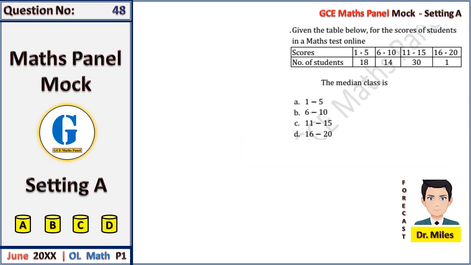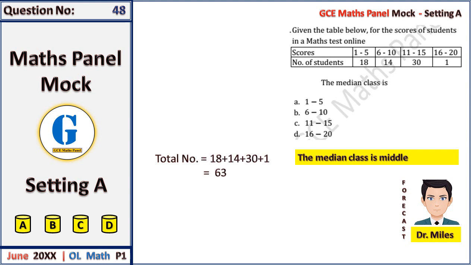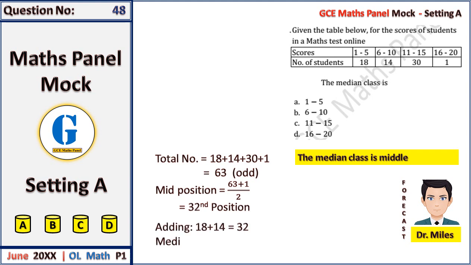Question 48. Given the table below for the scores of students in the math test, we have 1 to 5, 6 to 10, 11 to 15, and 16 to 20, and those numbers of students. The median class is the middle, but since we're working with classes, we need to get the total. The total number of students is 18 plus 14 plus 30 plus 1, which is 63, and this number is odd. So to get the middle, we add 1 to it since it's odd and divide by 2. The median occurs at the 32nd position. Now let us do the cumulative frequencies. 18 plus 14 gives us 32 directly, which is the 32nd position, and this occurs at 6 to 10. So the median class is 6 to 10.